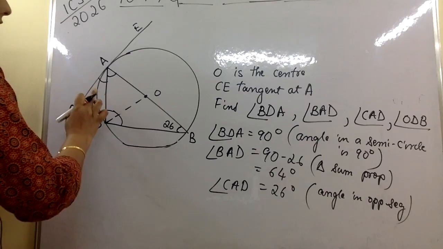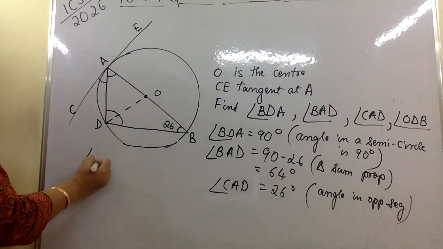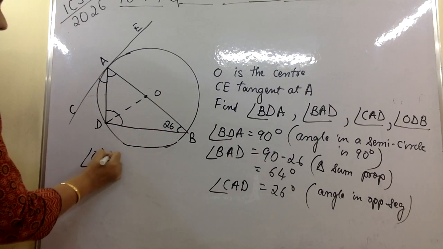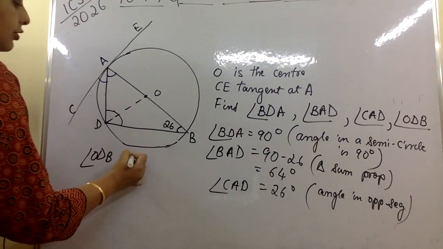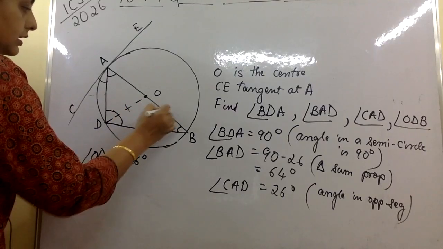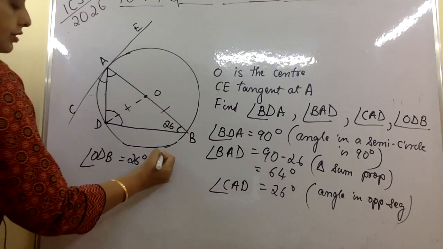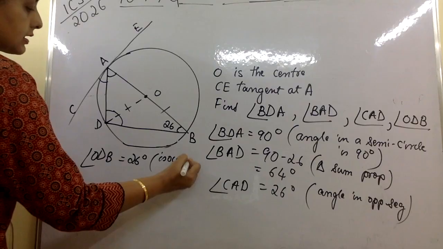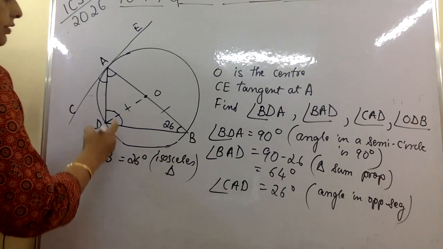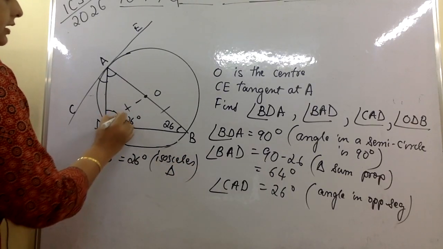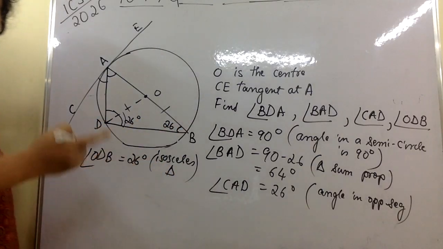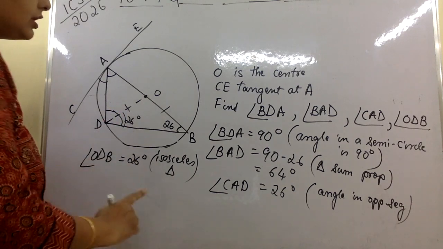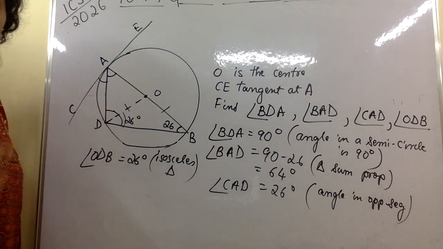Fourth is the angle ODB. Angle ODB is again 26 degrees, because this part is equal to this, the other radii. So you can say isosceles triangle. So ODB is 26 degrees. So that is all. This sum can also come for a good number of marks. It has come in 2023.